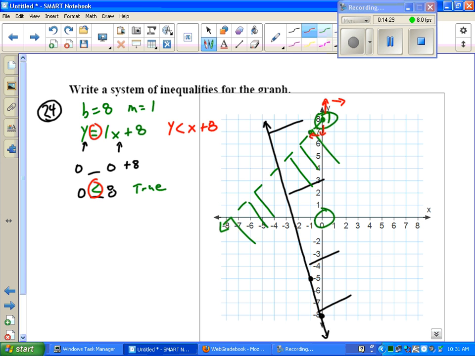The last thing you have to check before you finish is, is it a solid line or a dashed line? It's a dashed line, so we're not going to change it to less than or equal to. This will be the first inequality. This will be the green one. Now let's look at the black line.